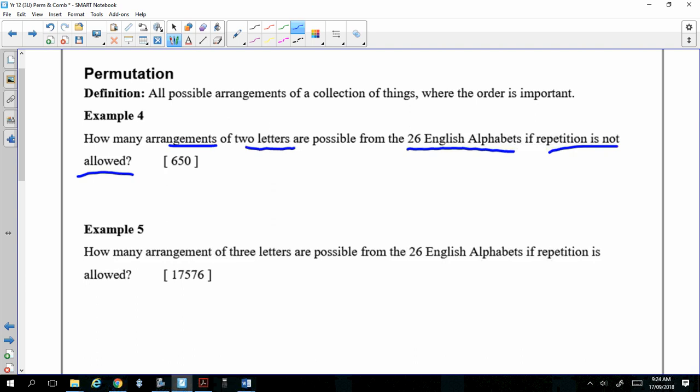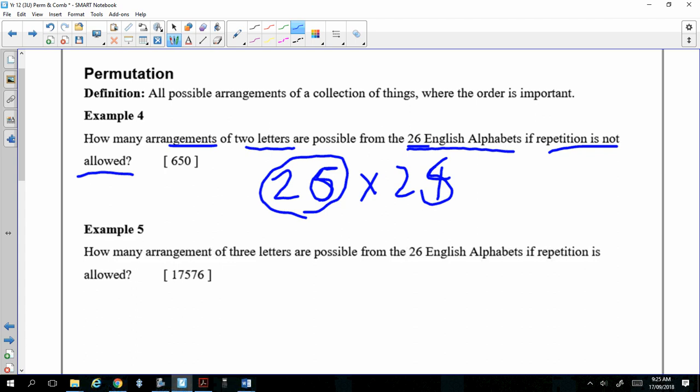Example 4 on page 6. Have a think. Just tell me what you think the correct answer is. 25 times 24. Okay, explain each bit. So 25 is... I think there's 26 alphabets. So you mean 26 and then times 25. Okay, I think that's right.